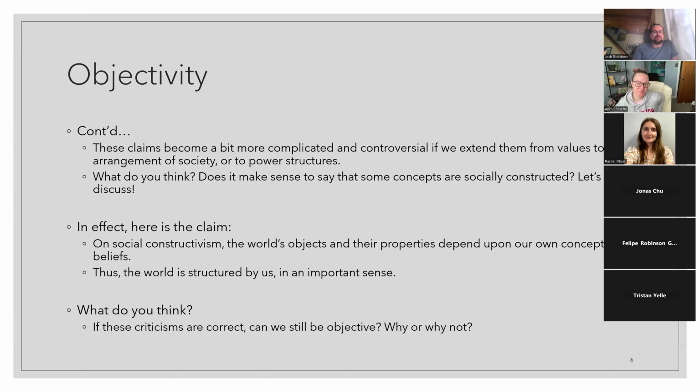So, I guess on social constructivism, we can say that the world's objects and their properties depend in some way on our concepts, our beliefs. Some are a little bit more radical, like some would say it's all a social construction, and some would say, like Linda Fagan would say, no, there's still a world out there that's independent of us, but the way we understand it is shaped by our concepts, right?